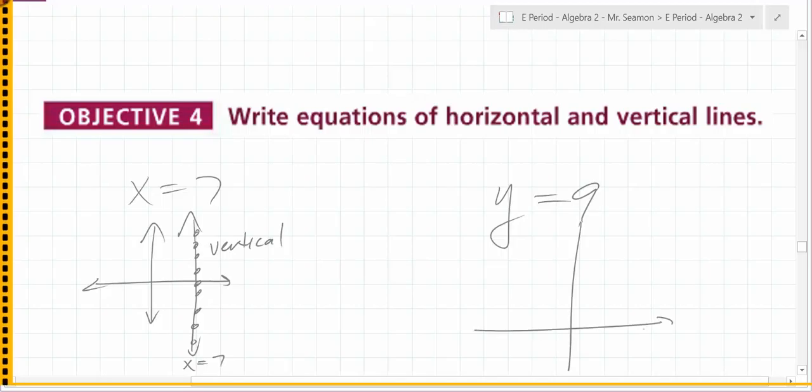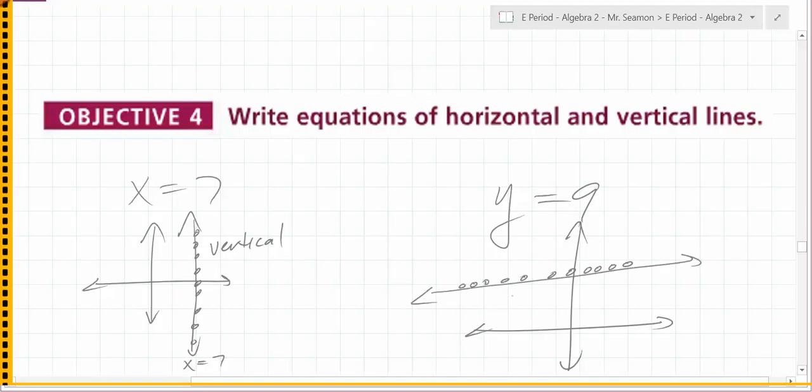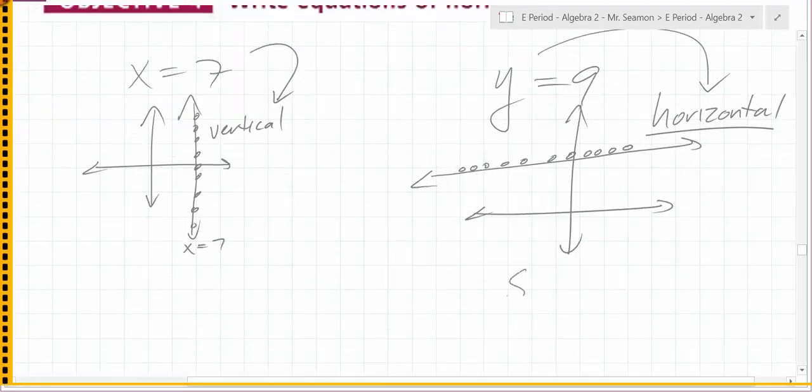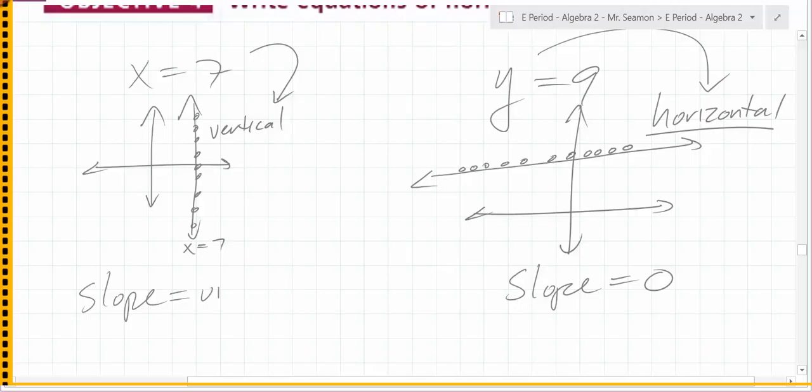What about y equals 9? Where is that true? 9, 9, 9, 9, 9. These are all the points that have y equal to 9. What kind of line is that? Horizontal, exactly. So if you have y equals a number, that is always horizontal. If you have x equals a number, let's say 7, it's always vertical. What's the slope of a horizontal line? What's the slope of a vertical line? We talked about this yesterday. Undefined.